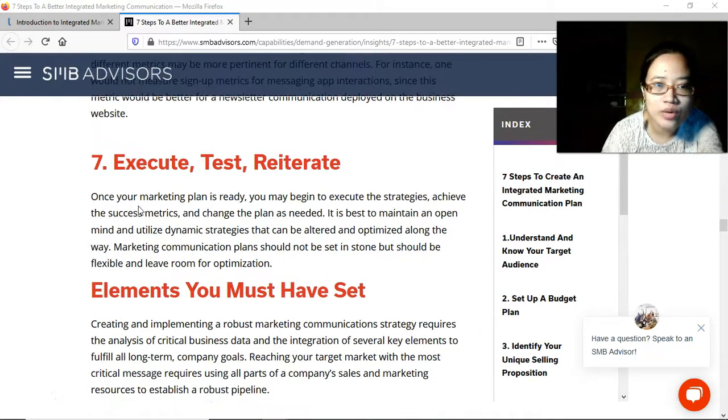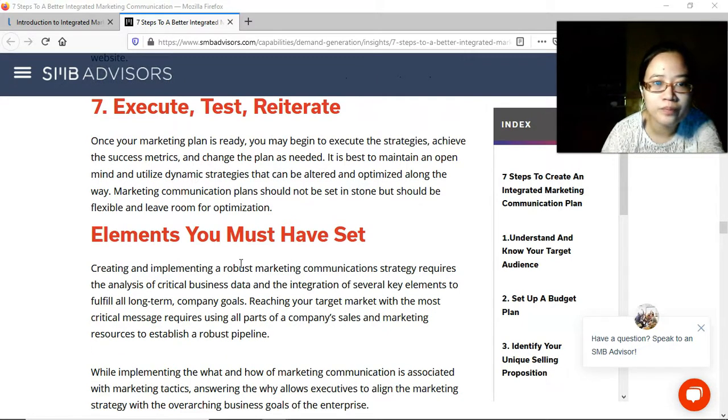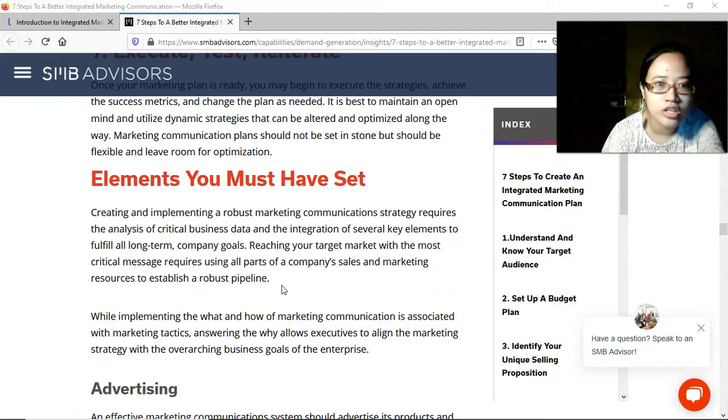Okay. Last, we have execute, test, and reiterate. Okay, once your marketing plan is ready, then execute, implement those strategies. Then, look at the performance. Are you achieving your success metrics or not? If not, then you might have to change some things or change the plan as needed. It is best to maintain an open mind and utilize dynamic strategies that can be altered and optimized along the way. A marketing communication plan should not be set in stone. Depending on how the customers react, how the public reacts to it, you have to change it. Okay? It should be flexible and leave room for optimization.